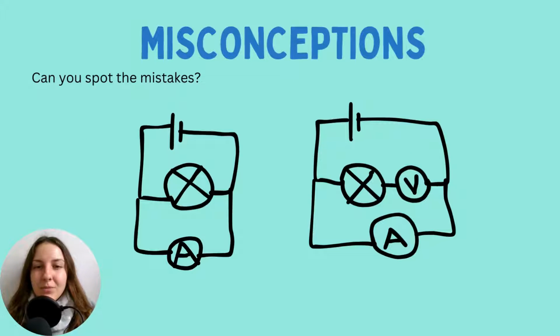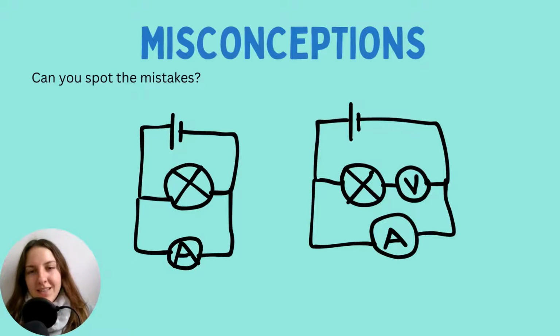Here are a couple of misconceptions then. So I've drawn terribly some diagrams for you, some circuit diagrams. We have what appears to be a series circuit and what appears to be a parallel circuit. I'll let you decide. What are some of the mistakes you see here?